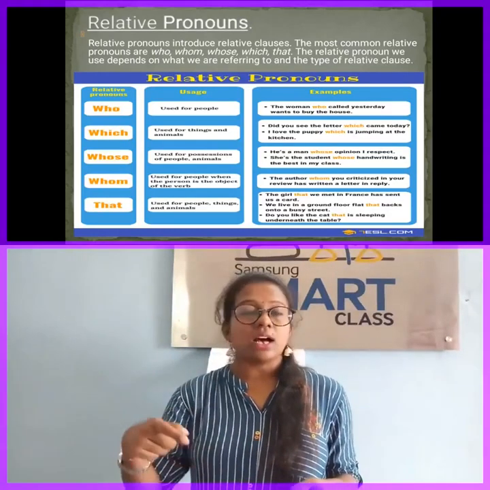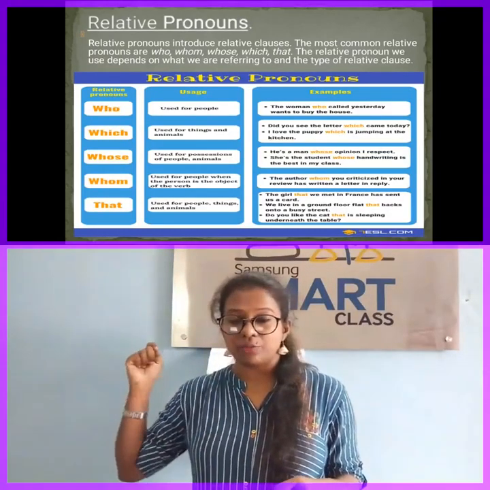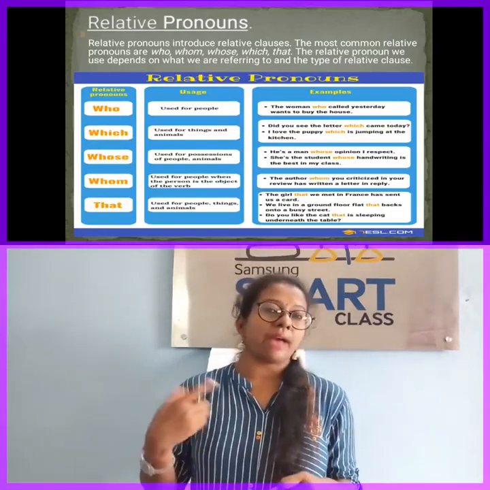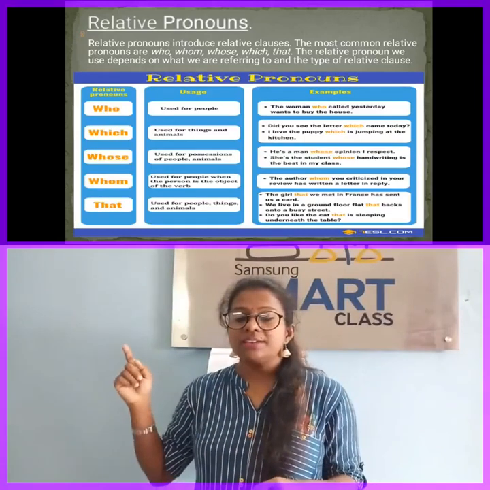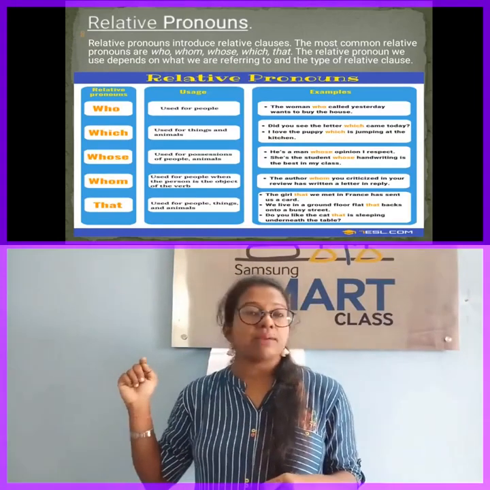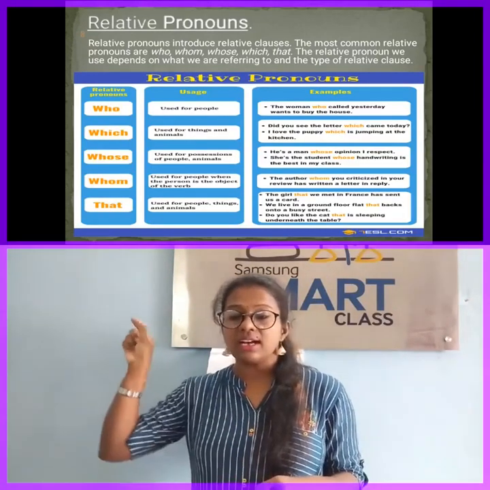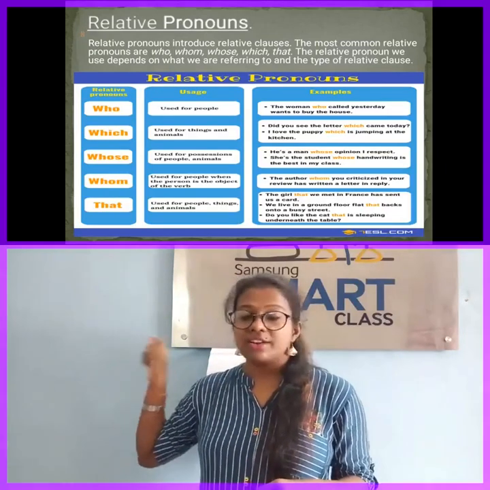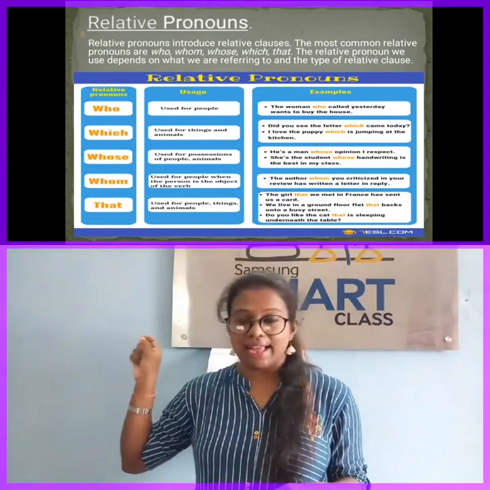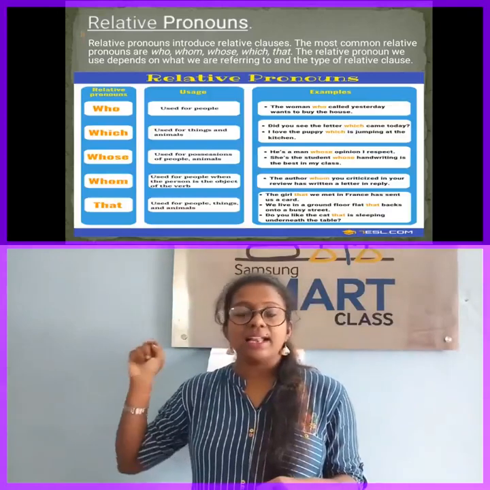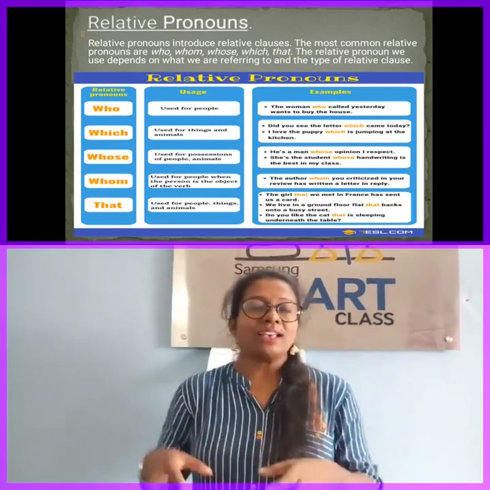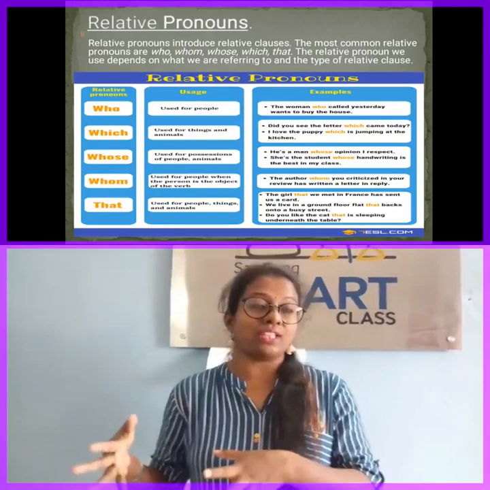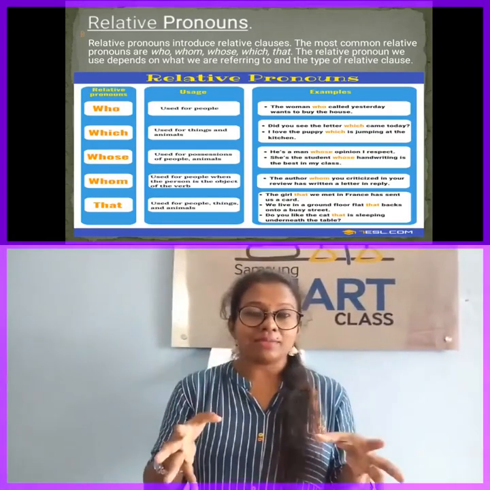In the next example, in the case of which, we use it for animals and things, not for people. For example, you see: did you see the letter which came today? Here the relative pronoun which refers to the word letter. And the next example: I love the puppy which is jumping in the kitchen. So here the relative pronoun which refers to the animal, that is, the puppy.